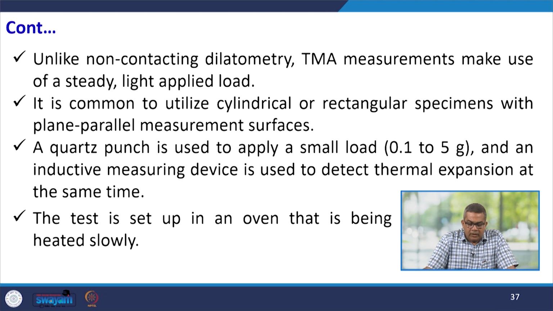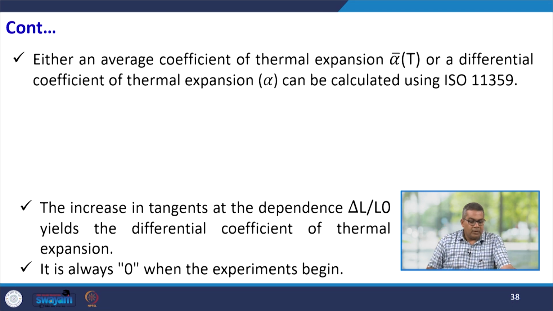Unlike non-contacting dilatometry, TMA measurement makes use of a steady light applied load. It is common to utilize a cylindrical or a rectangular specimen with plane parallel measurement surfaces. A quartz punch is used to apply a small load of, say, 0.1 to 5 gram, and an inductive measuring device is used to detect the thermal expansion at the same time. The test is set up in an oven that is heated slowly.